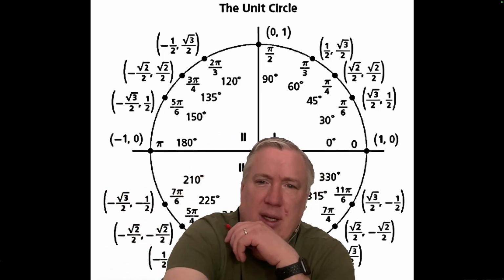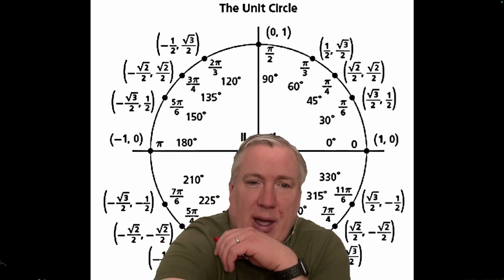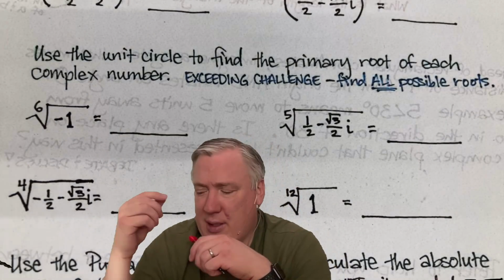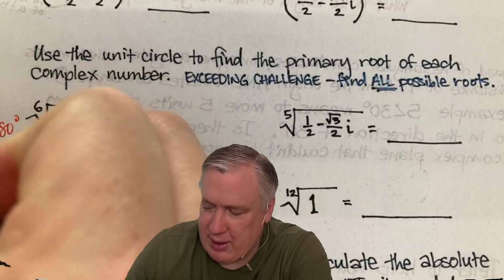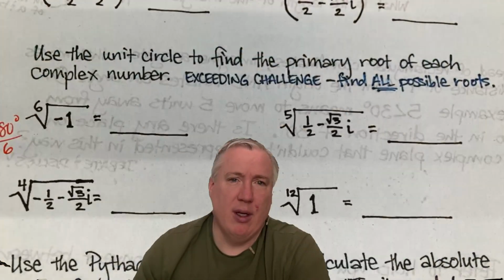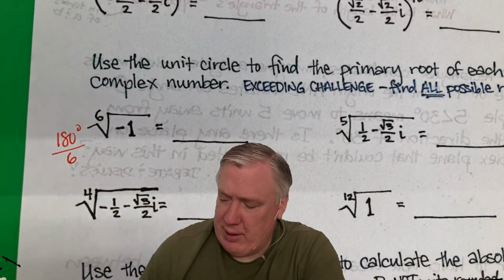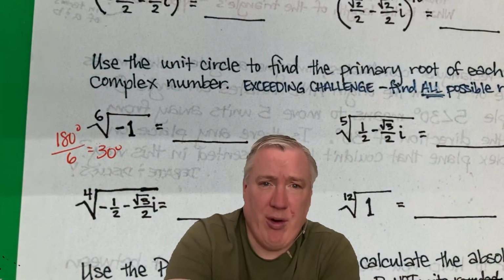180 degrees. Well, this time I'm asking, what did I multiply by itself? How many times? 6 times. So I take that 180 degrees. Instead of multiplying it by 6, I divide it by 6. And when I do that, I get 30 degrees. And so now I'm trying to find the answer that's at 30 degrees.